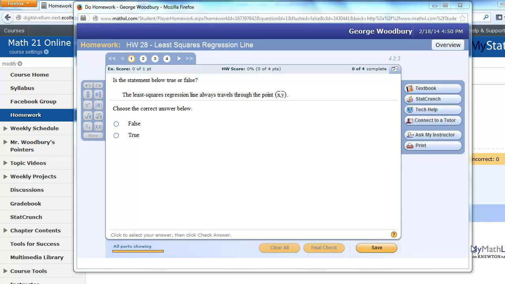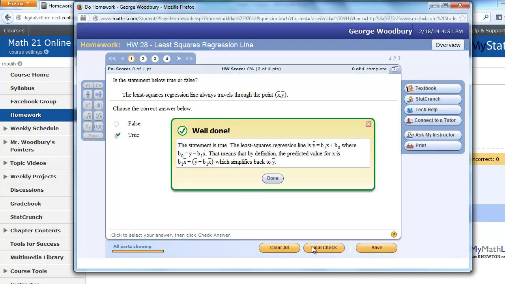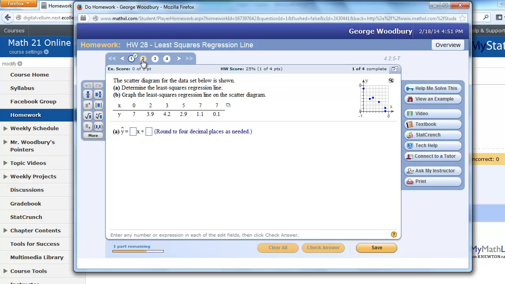Through it with you. The first question, the least squares regression line will always travel through that point, x bar, y bar. And what that is, that's the mean of the x values and the mean of the y values. In other words, the line goes through the point that's central to all of them. Okay. I'm guessing that the question that you had the hard time with was problem 2.